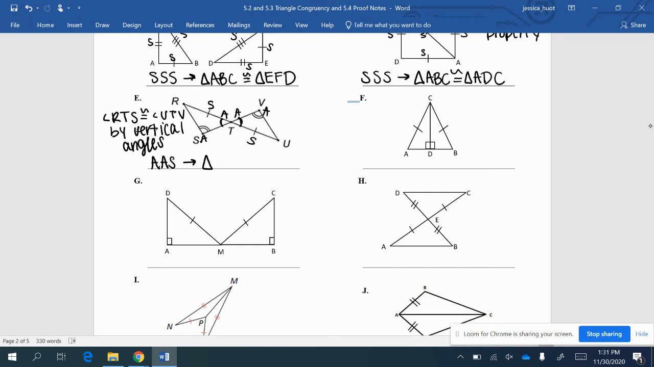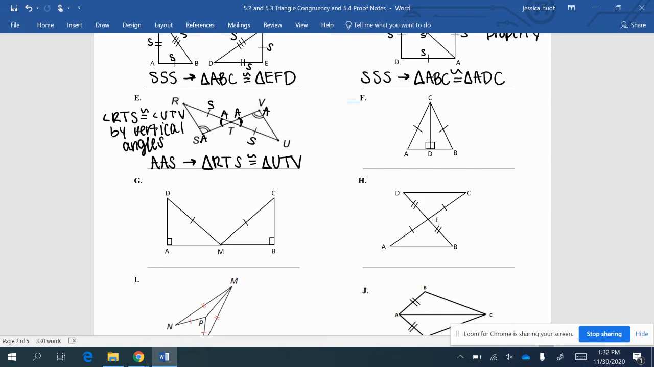Triangle, let's start up here. So RTS is congruent to triangle UTV. Again, be careful with that ordering. The order of these matter.